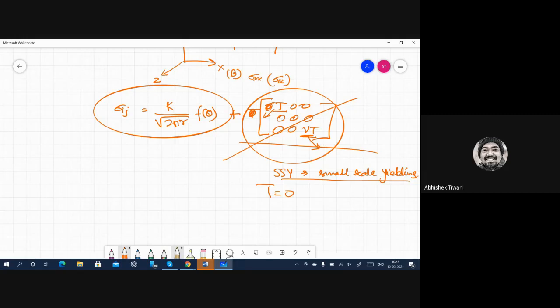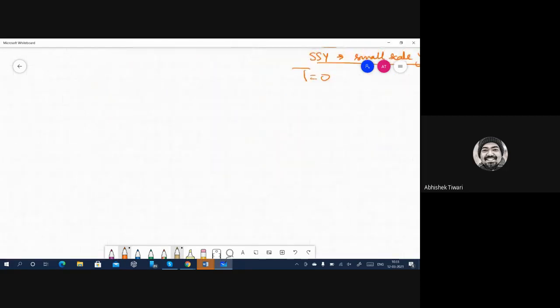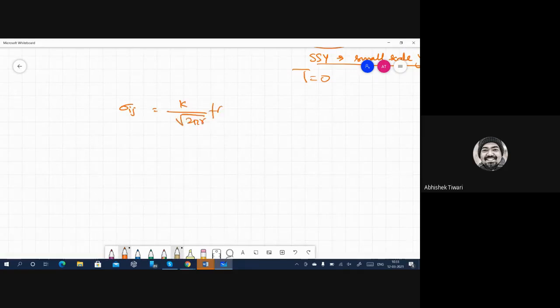So to ensure that this part is 0, you need to calculate how much displacement you should apply in order to get this term 0. So how do we do it? We do it by imagining that, fine, this term is 0. So we stick to this equation. Sigma ij is equal to K divided by 2 pi r f of theta. Fine. And I have imagined that there is too much constraint actually. So it is a plane strain condition and small scale yielding and everything, and T stress is 0. Okay. So I have only this.